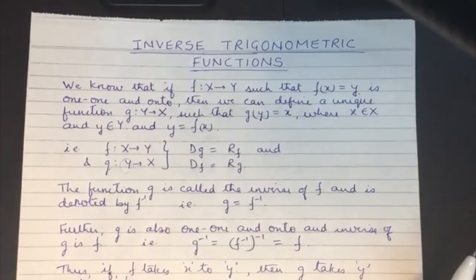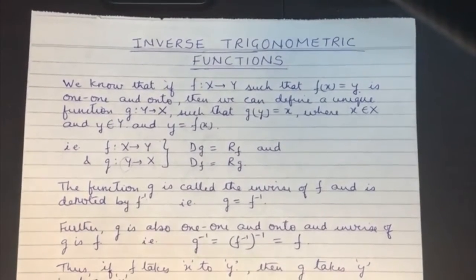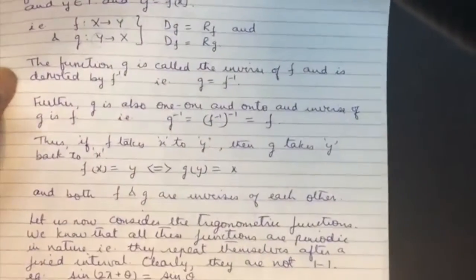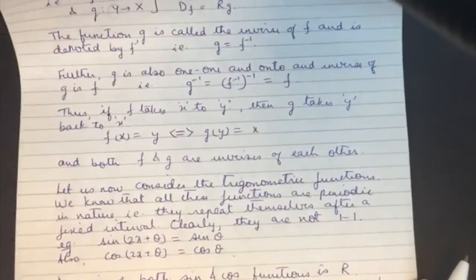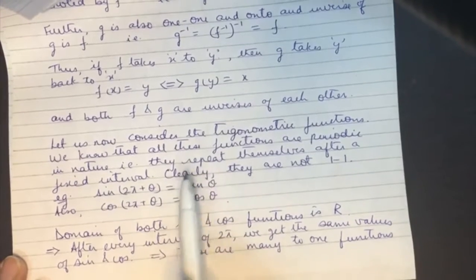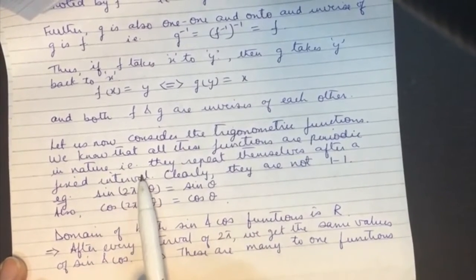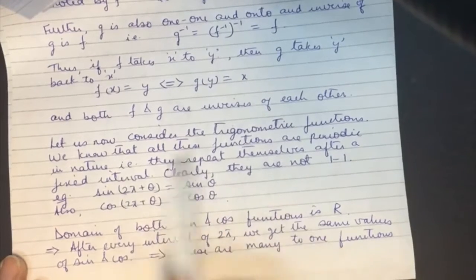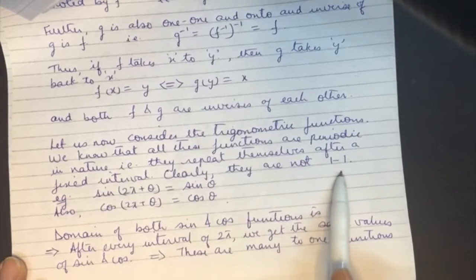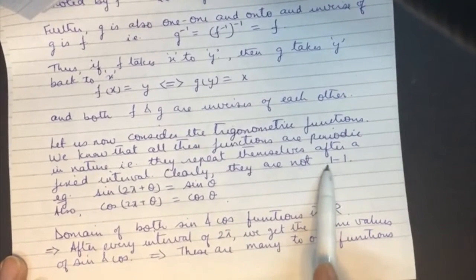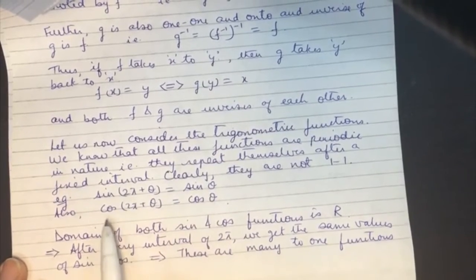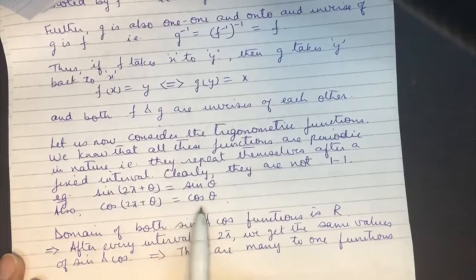Okay. Now we have to consider the trigonometric functions. We know that all these functions are periodic in nature, that is, they repeat themselves after a fixed interval, and so they are not 1-1. And how do we realize this? We know that sine of 2 pi plus theta is sine theta and cos of 2 pi plus theta is cos theta.